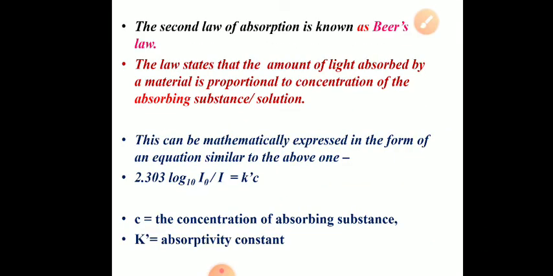Now, the second law. The first law: the amount of light absorbed is directly proportional to the thickness of the absorbing material and is independent of incident light. Because it is an exponential phenomenon, you represent it as I0 upon I is equal to e raised to minus kb. Remove the power term and you get I0 upon I is equal to kb. The second law of absorption is Beer's law.